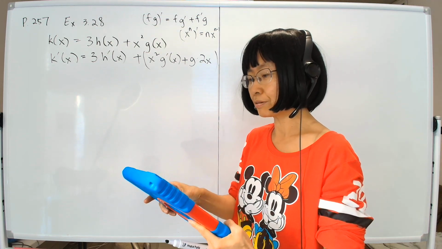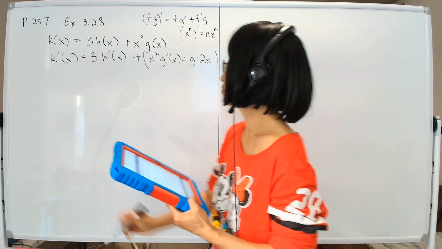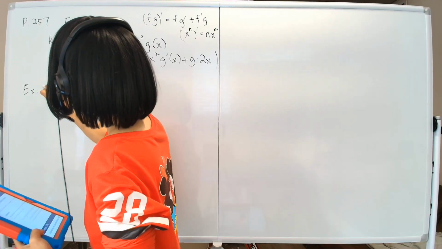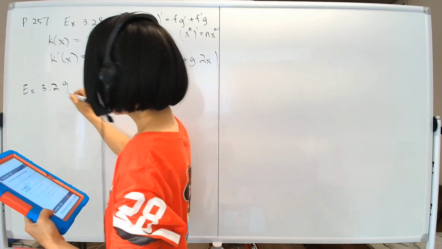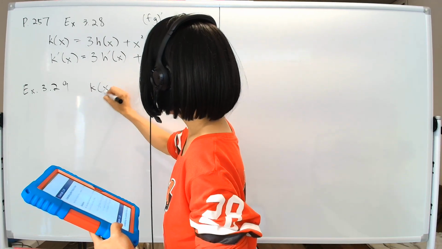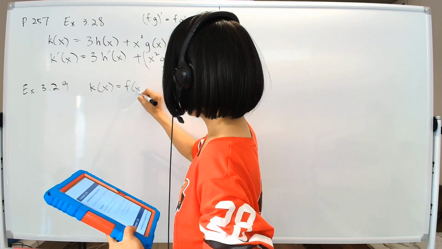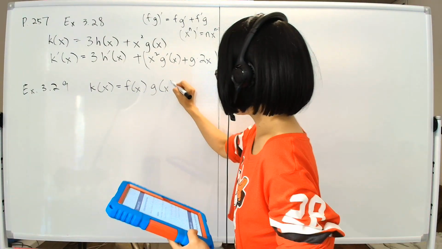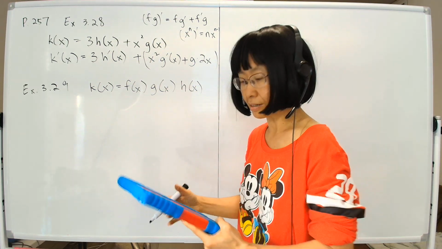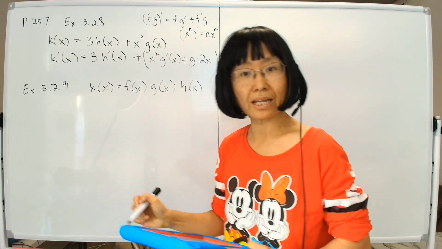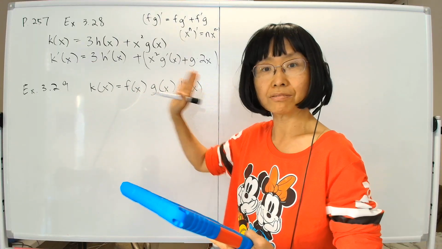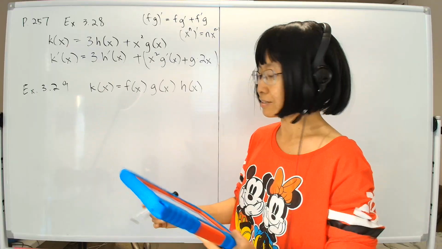Let's move on to example 3.29. Next, same page. Example 3.29 says that you have a function, which is called k of x, which equals f times g times h. And you don't know what f, g, and h are, but you're supposed to find the derivative of k in terms of the derivatives of all this stuff plus the functions themselves, just work it out the best you can.